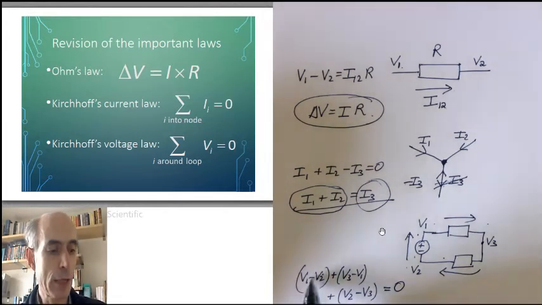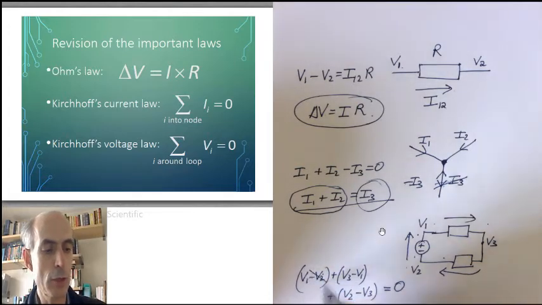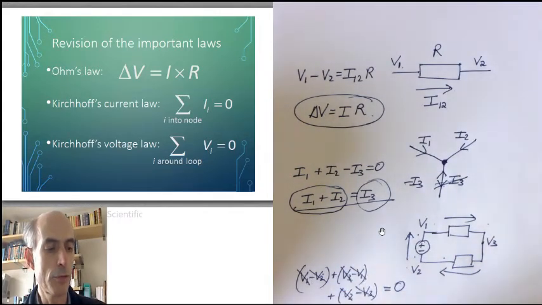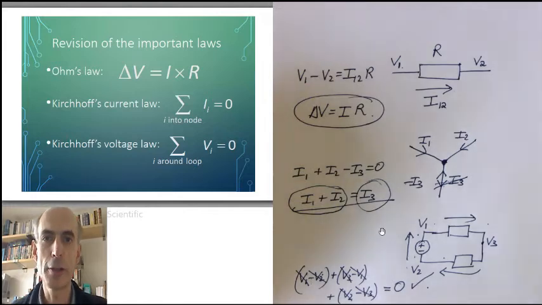If you just expand out these brackets, you'll find that that minus V2 cancels with that plus V2, that plus V3 cancels with that minus V3, this plus V1 cancels with that minus V1, and you're left with zero. So, those are the three fundamental laws of circuit analysis, and we'll be using each of them to solve the problem that we have in this particular set of videos.